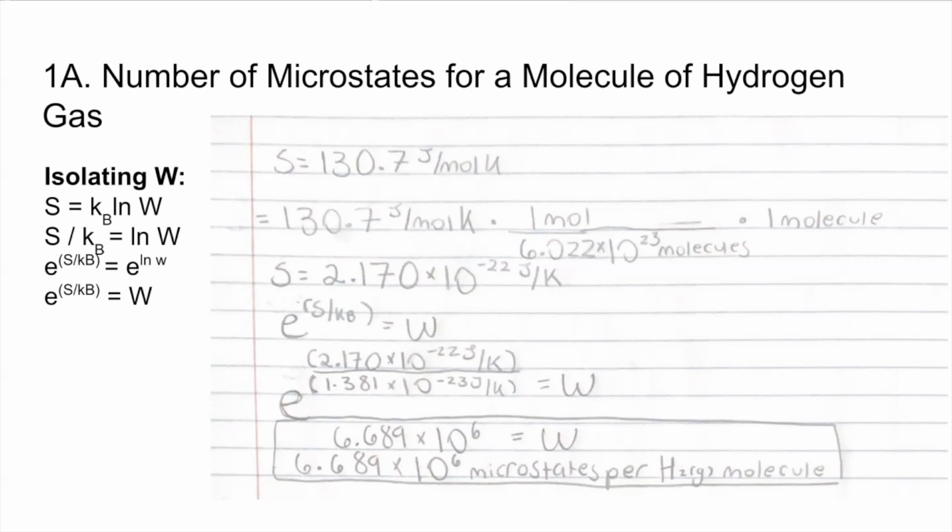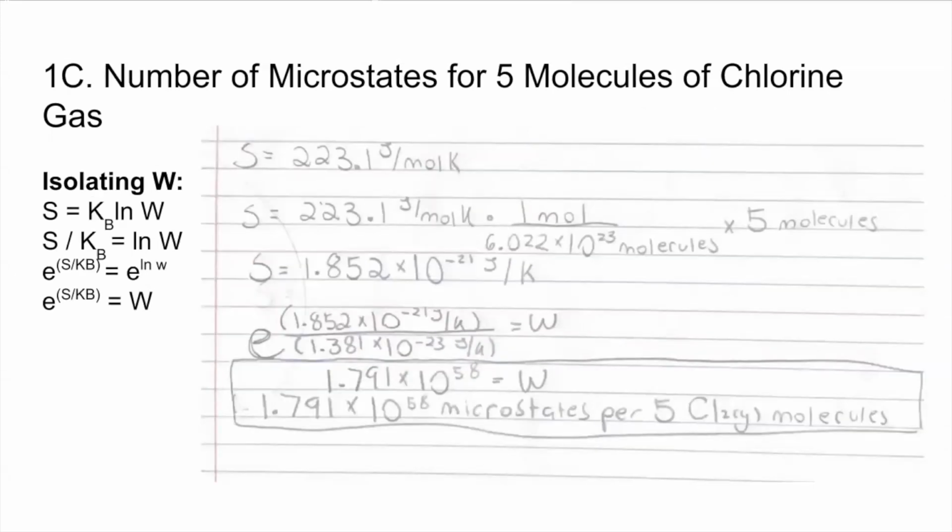Finally, we plug in this S value that we just obtained and Boltzmann's constant into the equation where we isolated W. This gives us a value of 6.689 times 10 to the 6 microstates per hydrogen gas molecule. We use 4 significant figures in our answer because our S value obtained from the back of the textbook limits us to 4 significant figures.